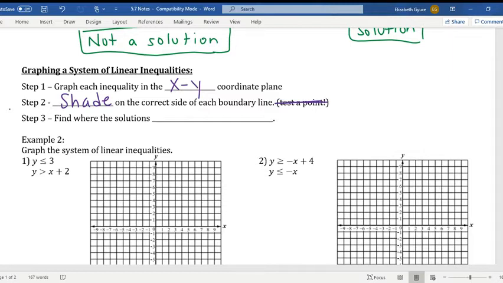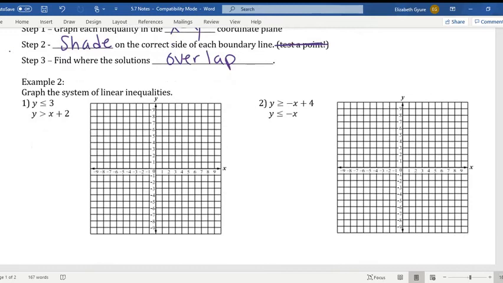But remember, if it's greater than or equal to, you shade above. If it's less than or equal to, you shade below. And then you find where these solutions overlap. Basically, we're going to shade, and we're going to see where our shading kind of like crisscrosses. That's why I like to use the 2 colors, because then it's kind of easy to see where your 2 colors overlap.